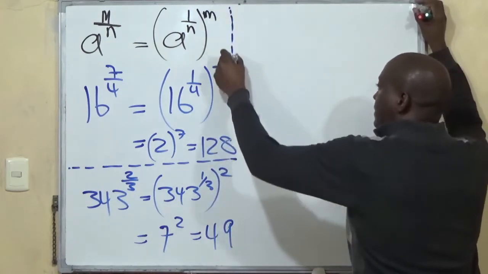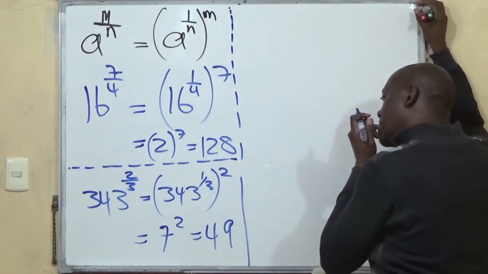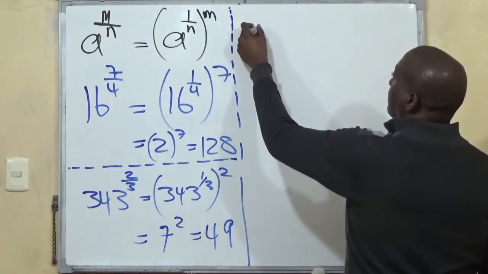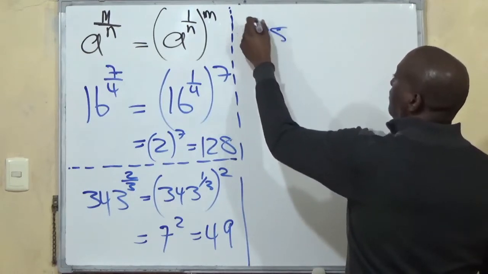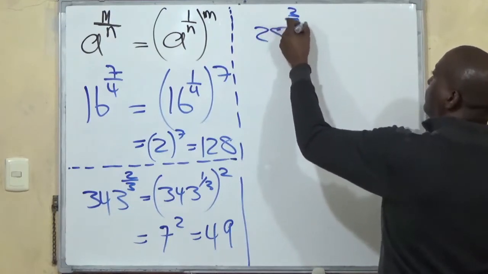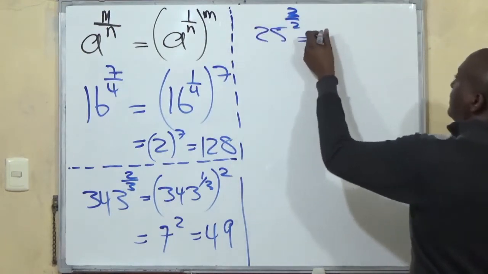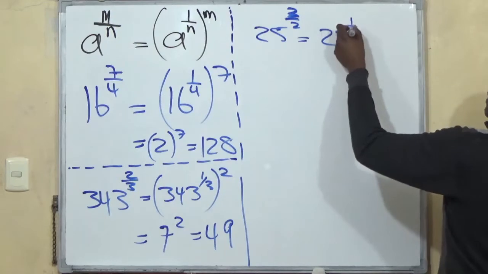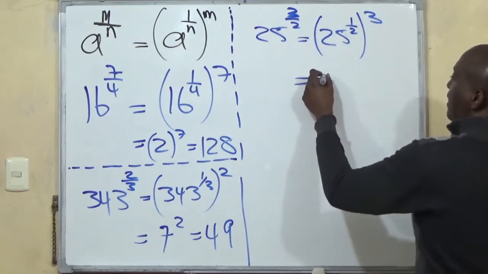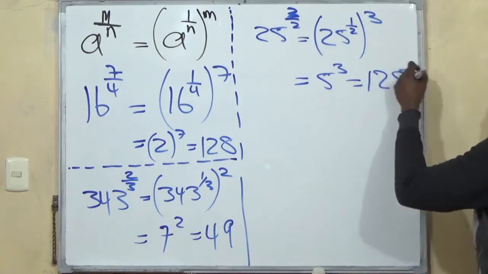Alright, let me try 5. 5 is a nice number. So let me say 25 to the power of 3 over 2, right? That is the same thing as 25 to the power of a half, all in brackets, to the power of 3. 25 to the power of a half is 5, which will be 5 cubed, and 5 cubed is 125.